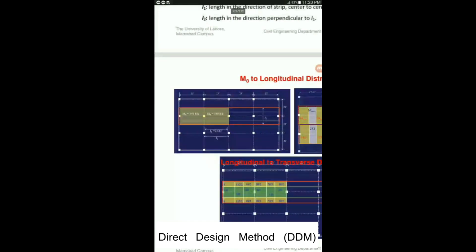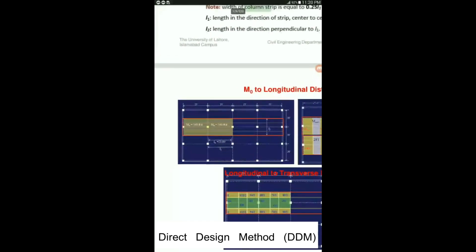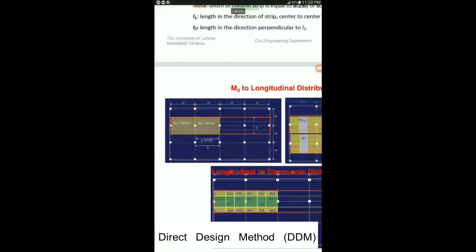We first calculated the total factored static moment. You remember we calculated M naught. The first step was to calculate M naught, total factored static moment. And this M naught we calculated for rigid frame A, then for rigid frame B, then rigid frame C, and then rigid frame D. So this is a complete value, like this is M naught for A, because this is interior rigid frame A, so this is M naught for this complete one.